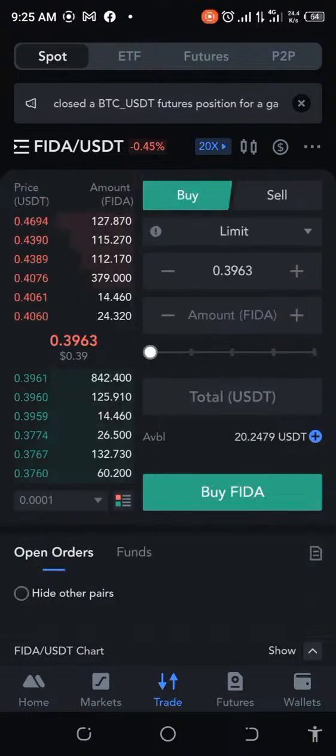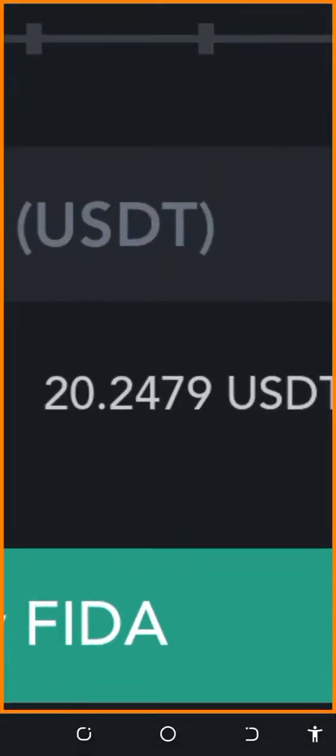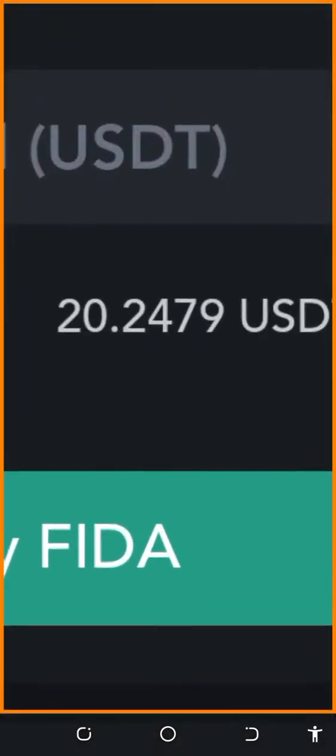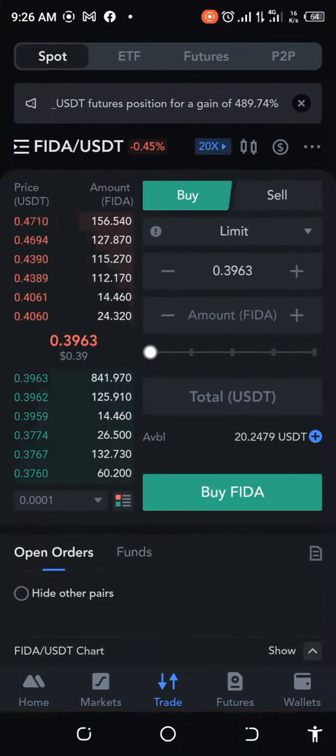All right, so I'm back, and now we've been able to sell it to USDT. So what have we made right now? We've made 20.2479 USDT. Now remember that we started this trade out with 19.97. Do you remember that? Yes. So we started out with 19.97, and then our transaction fees were about 18 cents.